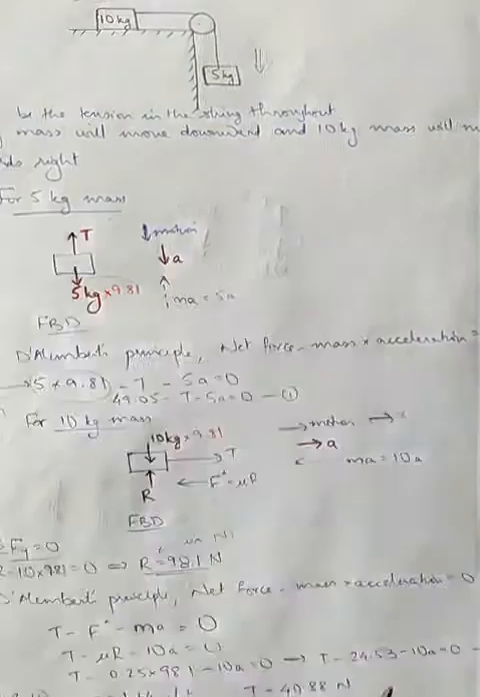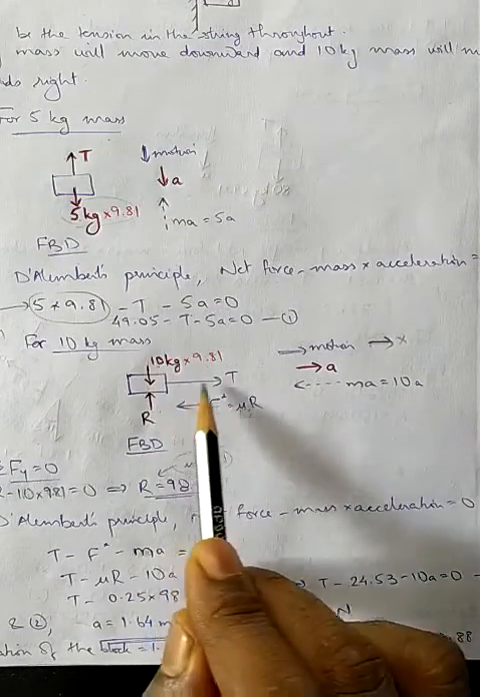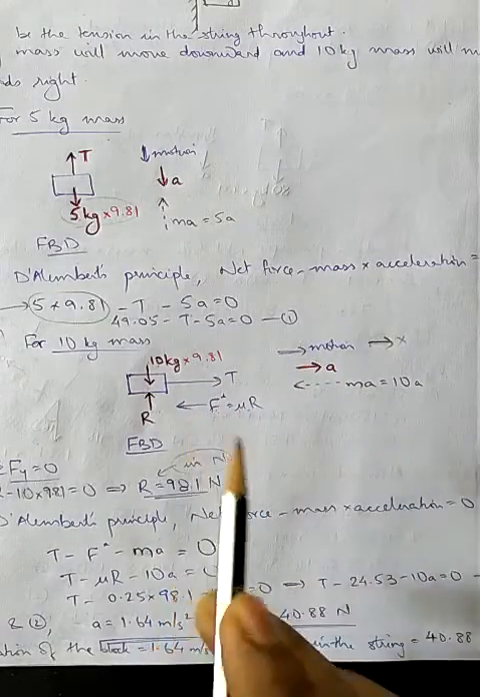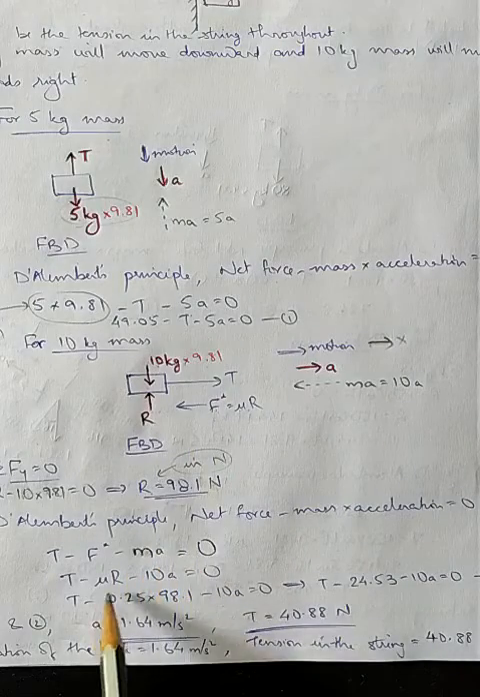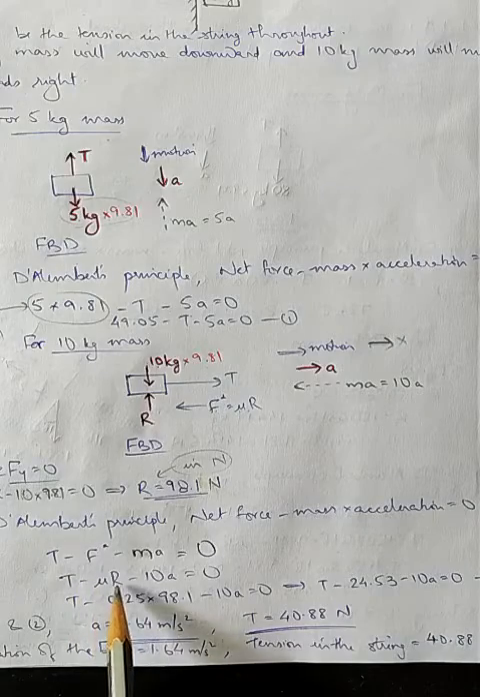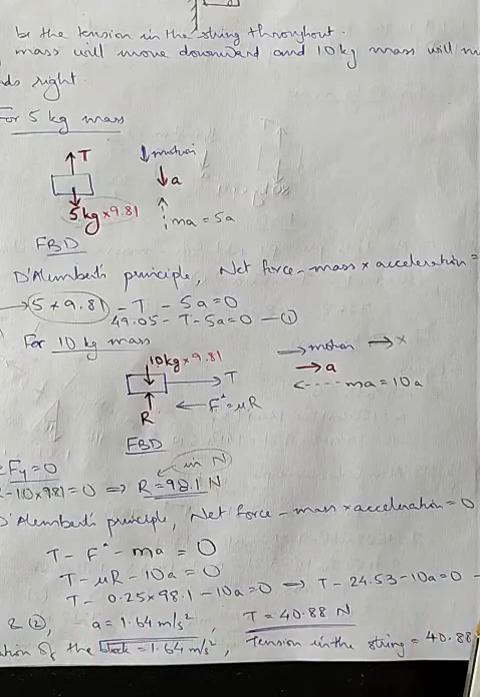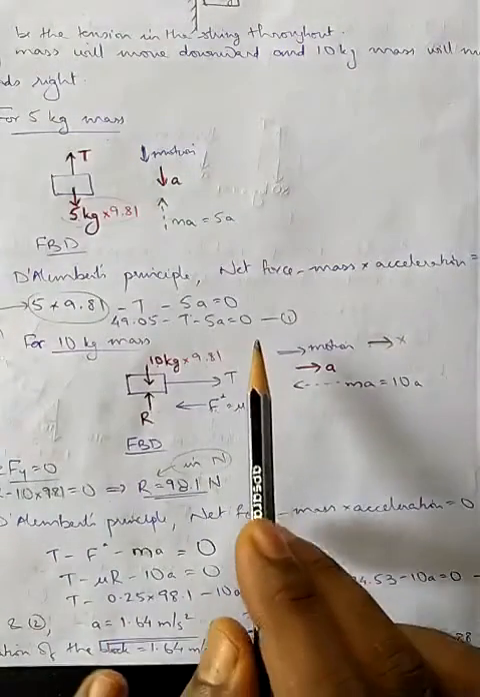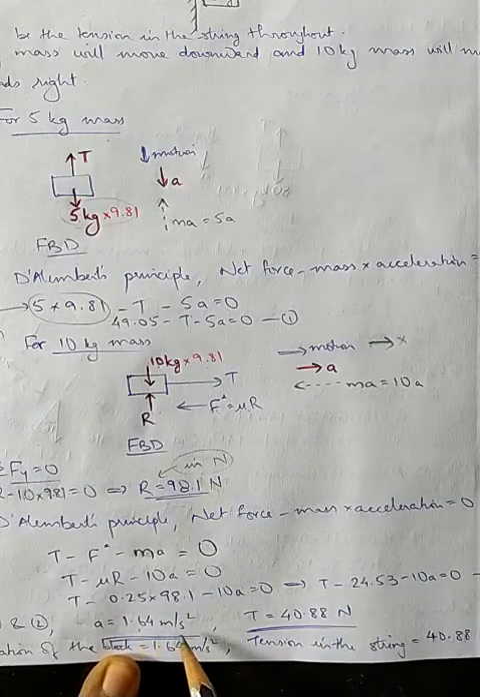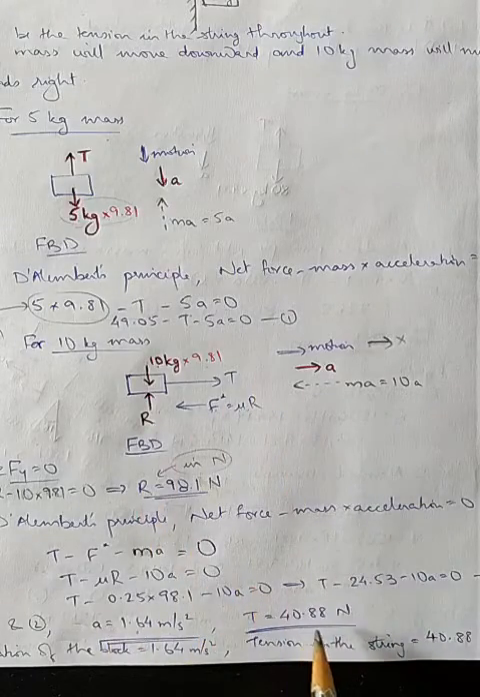Now by D'Alembert's principle, net force minus mass into acceleration equal to 0. What is the net force in the direction of motion? It will be T minus F star minus M into A equal to 0. What is F star? It is mu into R. Mu value is given as 0.25. R value we already got. So just substitute over here. You will be getting the second equation. Now solving equation 1 and equation 2, you will be getting the acceleration, which is 1.64 meter per second square. Substitute this A in any of the equations and you will be getting the tension.